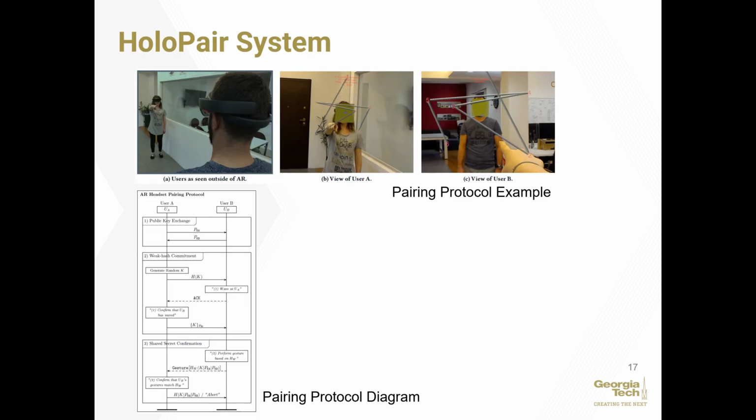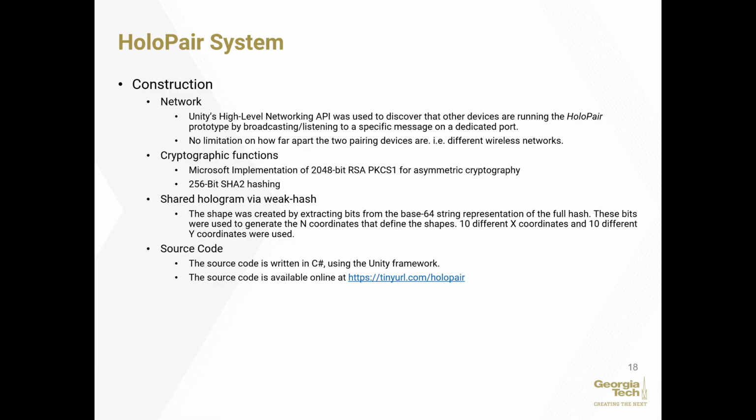On this slide, we have two images. The first image is of two users completing the shared secret confirmation step of the pairing protocol, in which user B will use a gesture to draw the polygon, and user A will confirm the accuracy of this action. The second photo is a diagram of the pairing protocol. Please feel free to pause this video and examine these two figures for a longer period of time.